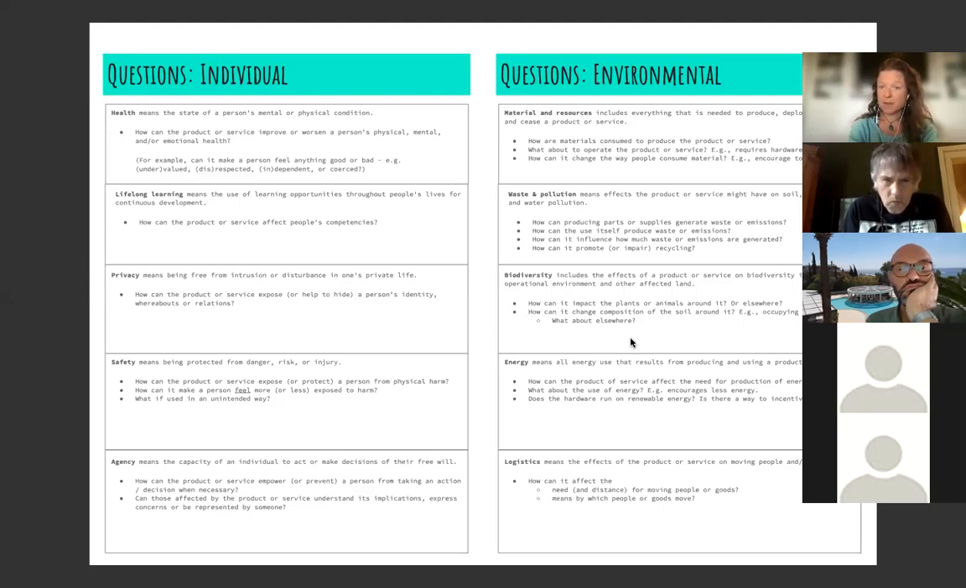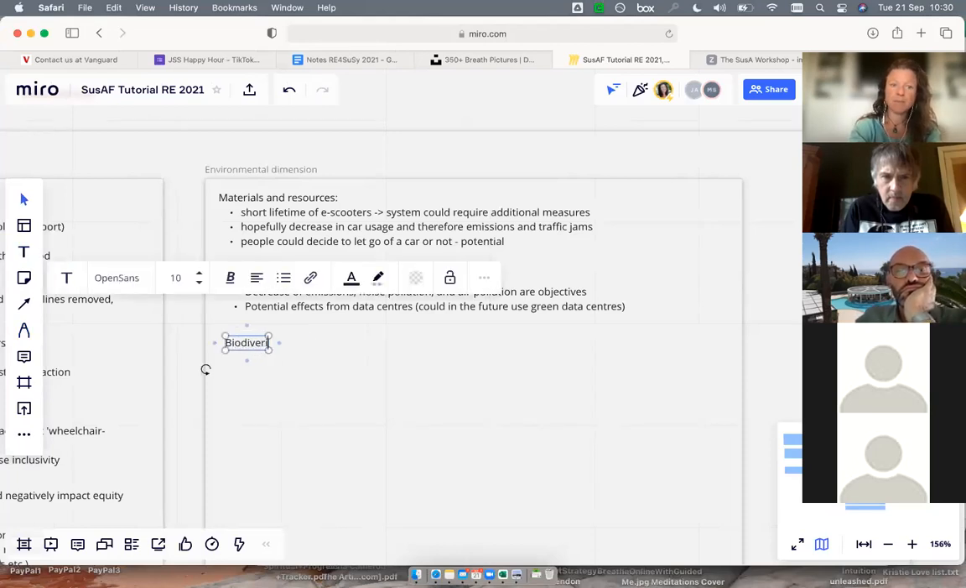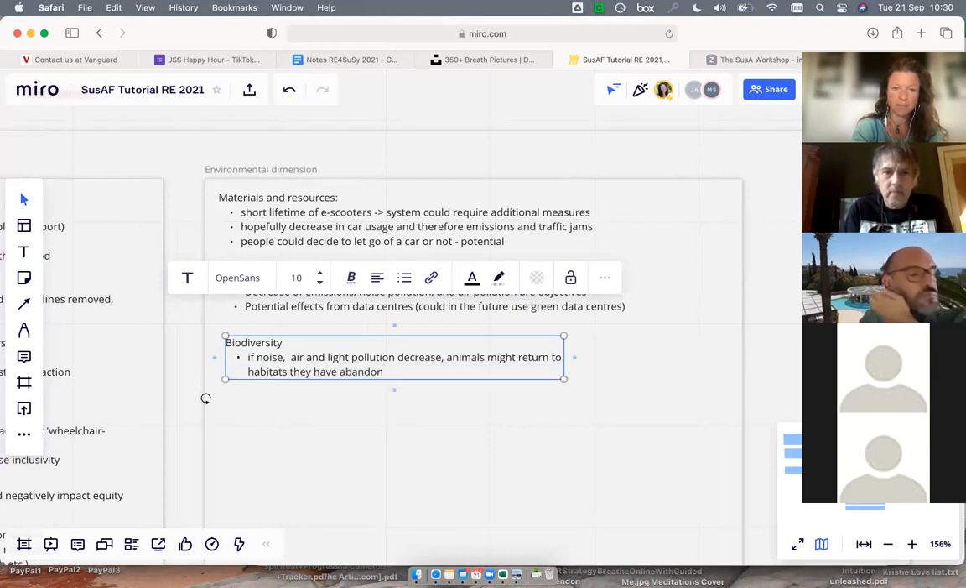Biodiversity. So is there a way the system could affect the biodiversity in its operational environment or in other affected land, plants or animals around it? If we can reduce the number of cars, and as such CO2, and noise pollution is also a big one, and indirectly also light pollution, then we can also have some animals returning in areas where they have been pushed out from. Yeah, light pollution is a big thing here. Yes, good point.